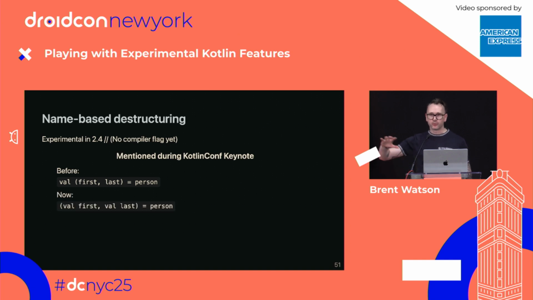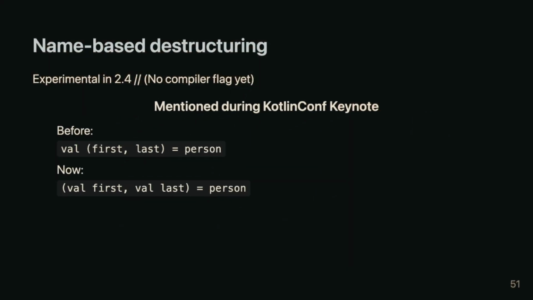So they've gone back and forth on what the syntax of this will be. This is what they're proposing right now. They were going to do something with braces. So this is what the proposal is right now, which I kind of like. So you can put the vals in your parentheses, and this is fine. Now first will get assigned to first, and last will get assigned to last.